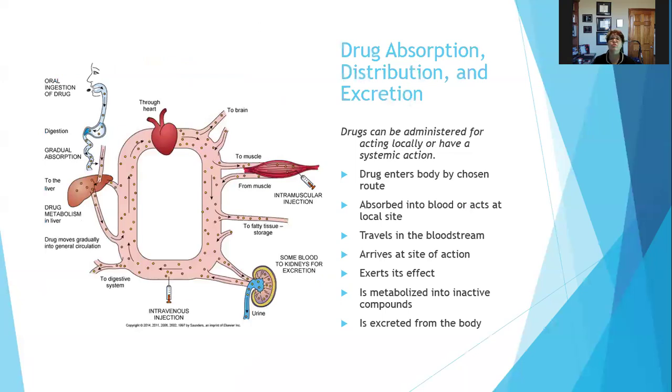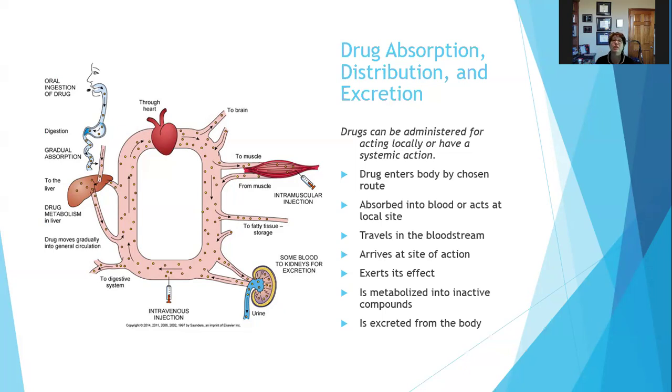So drugs can be administered to act locally or to have a systemic action. We'll talk about methods for introducing the drug into the body, but we'll just say the drug enters the body by the chosen route, and there are reasons for doing one over another. It's absorbed into the blood or it acts at the local site. Say you're doing a transdermal, over the skin, drug application that's absorbed. It might be acting locally, but it might be absorbed into the blood and have a systemic effect too.